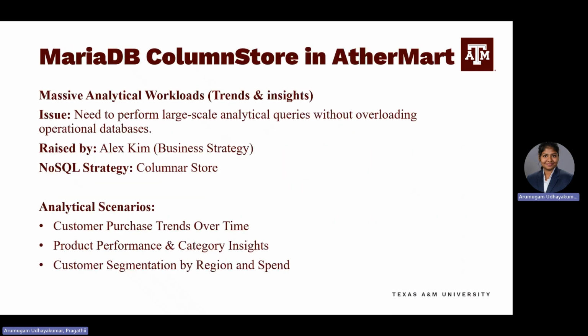In the EtherMart use case, Alan Kim mentioned that the EtherMart database needs improved performance and adaptability. We have to explore options to perform massive analytical workloads and integrate diverse data effectively, since they are expanding product lines, user base, and sales channels. So column store will be the best fit here, because using it we can easily analyze customer trends over time, get product performance and category insights. Also, we can get region-wise customer segmentation and spending details. To perform these analytical use cases, we can use column store.